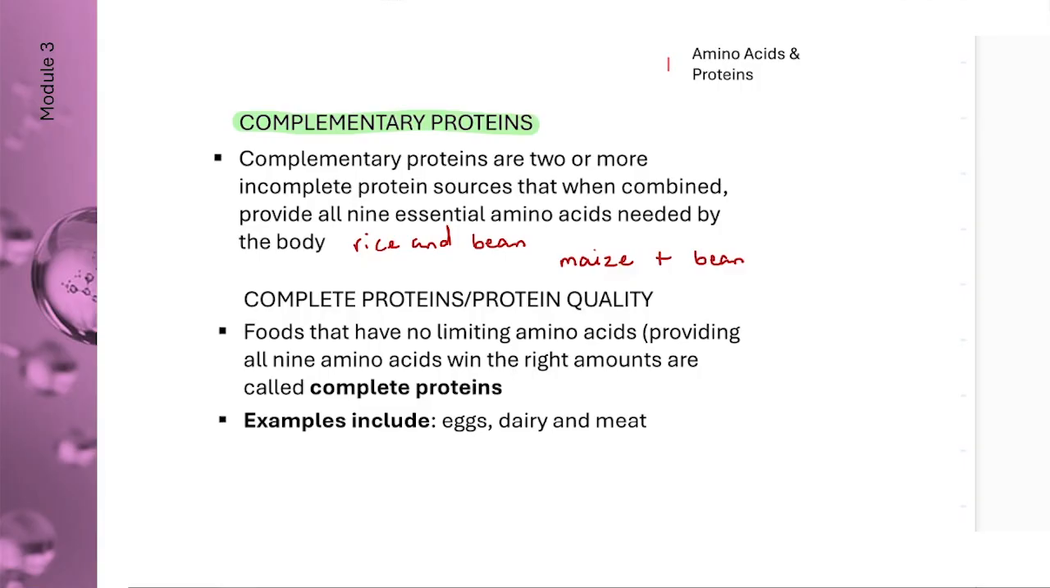Okay. So obviously when you have all the essential amino acids in your diet, you can say that diet has high protein quality, right? And as we have said, foods that have all nine amino acids in their right proportion are called complete proteins. We used examples of egg, dairy, and meat to represent complete proteins.